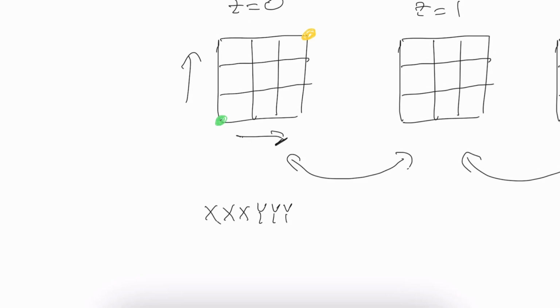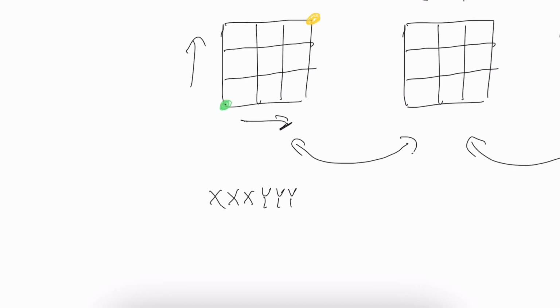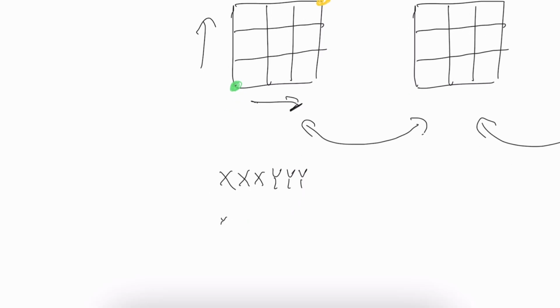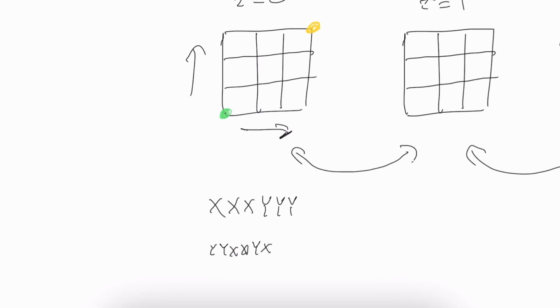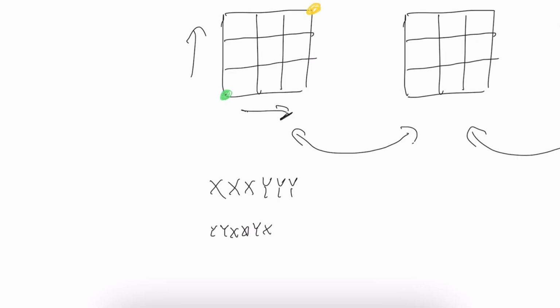Then the number of walks to get from the green point to the yellow point is just the number of ways to order the string, right? Because any ordering, let's say y, y, x, x, y, x, will correspond to a walk like upwards, upwards, rightwards, rightwards, upwards, rightwards. And so the total number of orderings for this is just 6 choose 3.